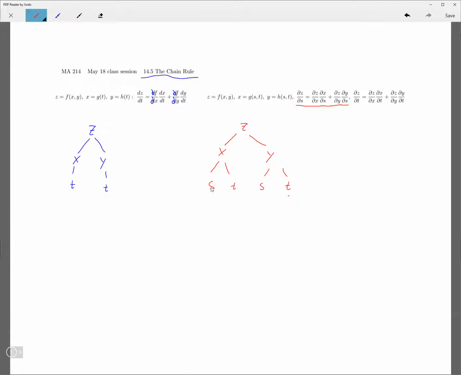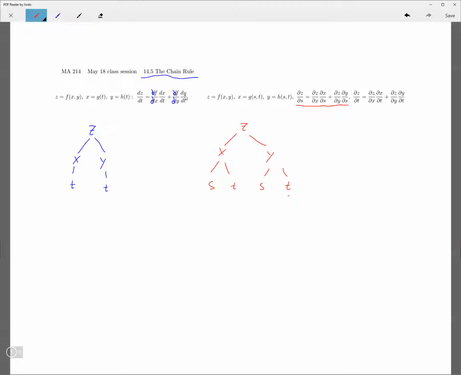The partial of z with respect to s would be, you go down all paths from z to s, and multiply those. So dz dx times dx ds, and these are both partials now. And then plus dz dy, and then dy ds. And then the partial of z with respect to t, you just go down all paths from z all the way down to t, and multiply the results. Okay, so that's the chain rule for this kind of situation.